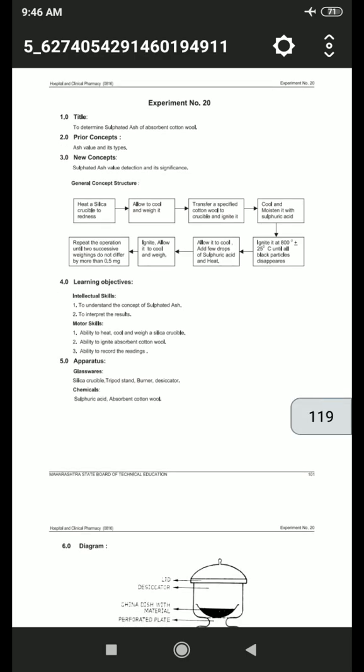Then the learning objectives of this experiment are intellectual skill and motor skill. In the intellectual skills, to understand the concept of sulfated ash. Then second is to interpret the result. Then motor skills are the ability to heat, cool and weigh a silica crucible, then the ability to ignite the absorbent cotton wool, then the ability to record the reading.